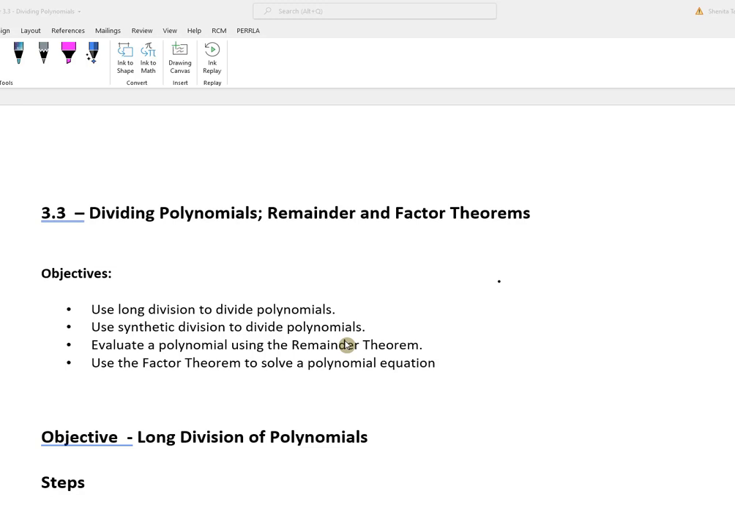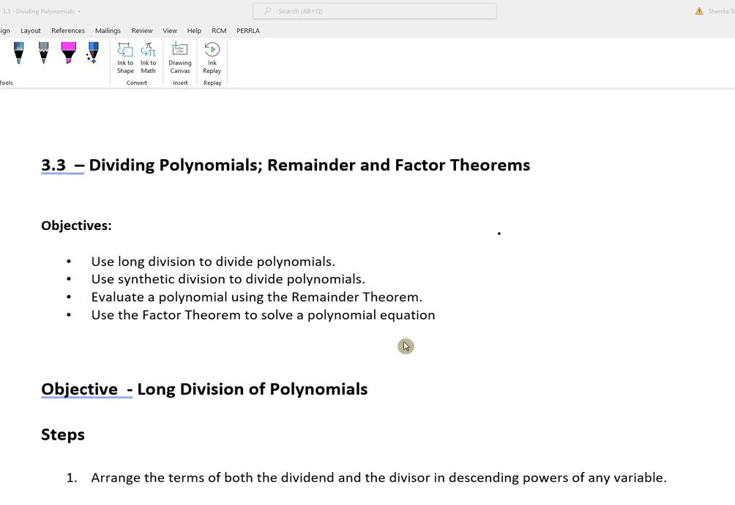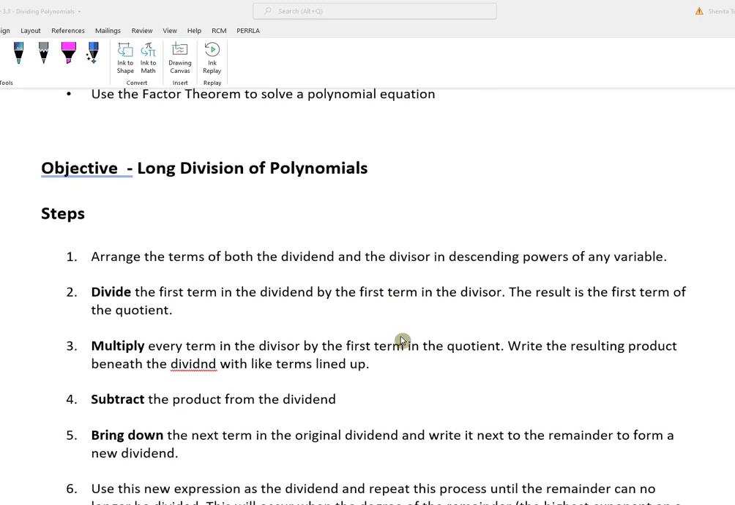Today we're going to talk about 3.3, dividing polynomials and the remainder and factor theorems. The objective will be to use long division to divide polynomials. We're also going to talk about how to do synthetic division, evaluating a polynomial using the remainder theorem, and use the factor theorem to solve a polynomial equation.